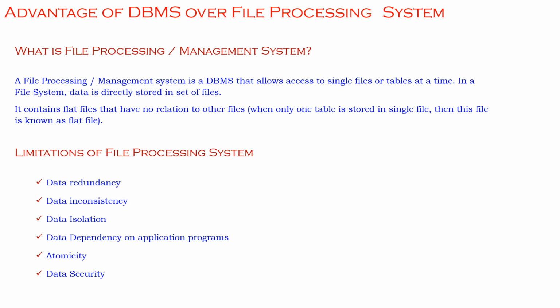It also contains flat files, that is, files which have no relation with each other. So there is no interrelation of information, and only one table is stored in a single file. That's why it is called a flat file system.